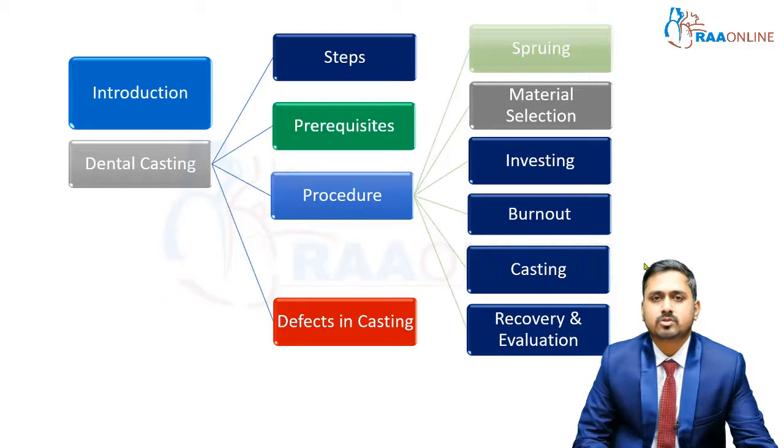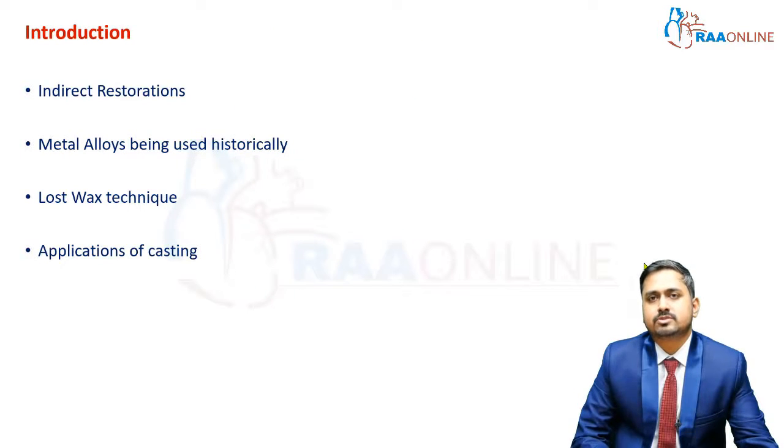The contents of today's seminar presentation will include an introduction, then we'll move on to what dental casting is, what the basic requirements are, and the various steps involved in the procedure, which will be discussed in detail. Then we'll also see the various defects that can possibly occur at the end of a casting procedure. Among the steps involved, we'll talk about sprueing, material selection, the investment material being used, and the alloys used to cast the restoration. We'll talk about the investing procedure, wax burnout, casting and recovery, as well as the evaluation of the final casted restoration. Starting off with an introduction to the topic.